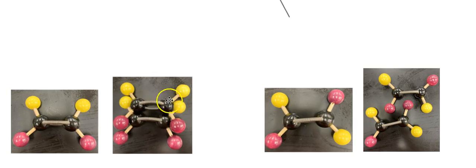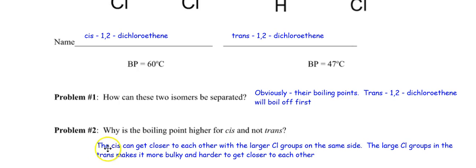So the closer they are to each other, what does that mean? The greater the attraction. Let's go back up again. I'm hoping this statement now makes a little more sense. The cis can get closer to each other with the larger chlorine groups on the same side. I showed you that picture. The large chlorine groups in the trans make it more bulky and harder to get closer to each other. Again, the closer they are, the greater the attraction, the greater maybe the London dispersion attractions, okay? So what? Well, that means it's harder to separate.